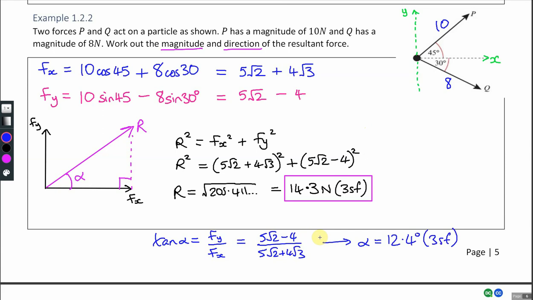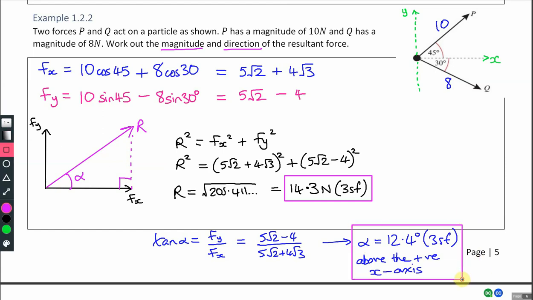When you're describing a direction of a force, it's a good idea to say something like this is above the positive x-axis. The diagram helps. The fact that I've drawn a diagram over here and labelled alpha, so you can see where alpha is, but it's also worth writing it as well. So there we go. That's this example finished.